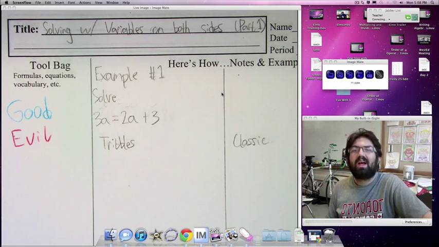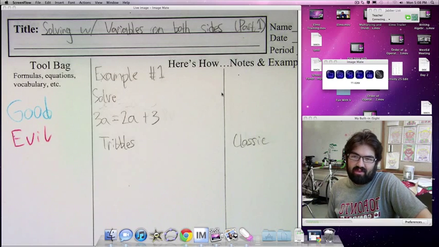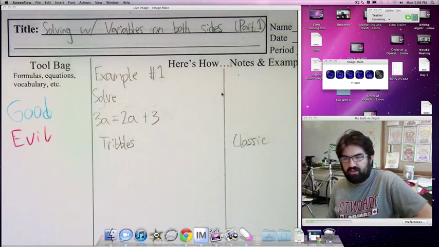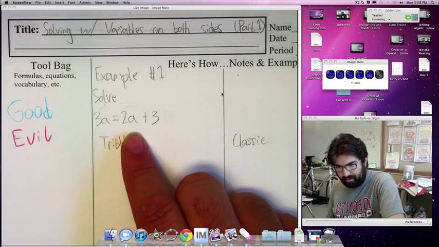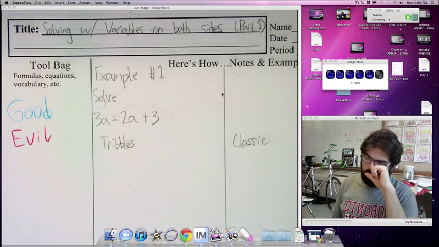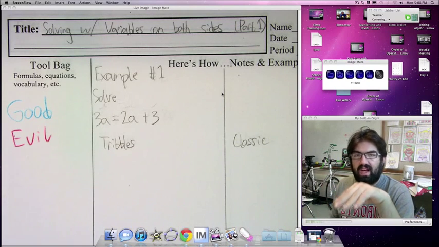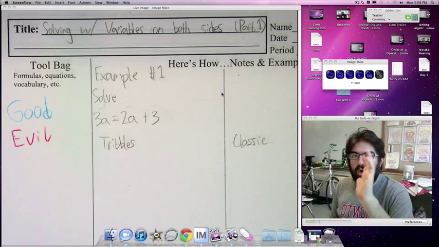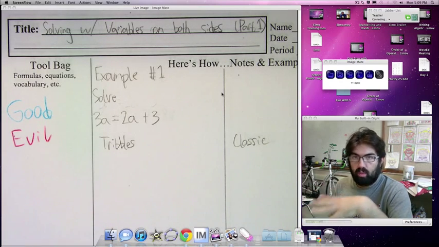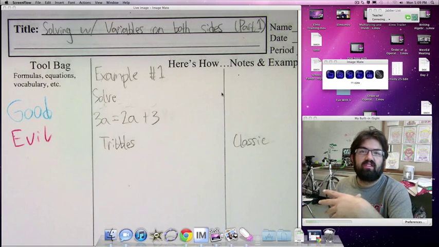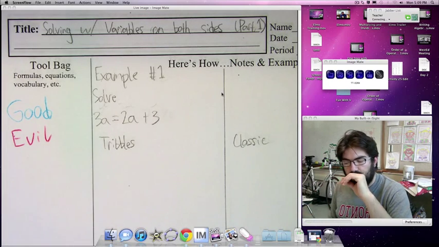So here we go. Example number one, I'm asking you to solve an equation, and this has a variable on both sides. I have 3a equal to 2a plus 3. So these get a little more complicated. We have to take our time and really think about what we are solving for and what order of operations we want to use to solve the question.